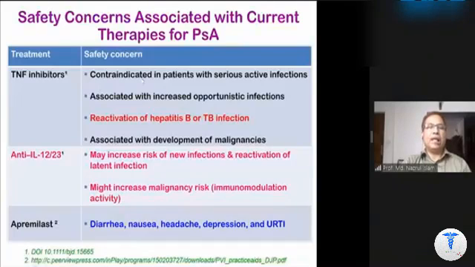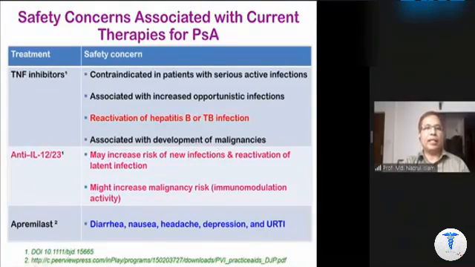These are a few cardinal pieces of information about the safety concerns of the different biologics and other drugs. At least for TNF inhibitors and IL-12/23 and IL-17 inhibitors, a similar type of risk lies behind them. These agents are contraindicated in patients with serious active infection, associated with increased opportunistic infections. Reactivation of hepatitis B or TB infection can happen, and development of malignancies has been associated. This one, I think we can omit, because now the literature in our hands shows there is no relation with malignancy.